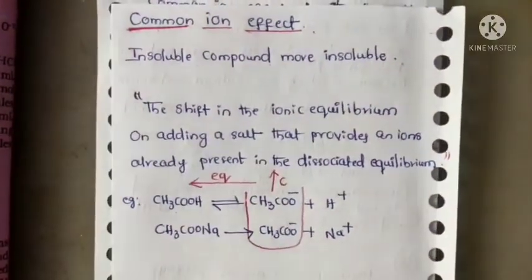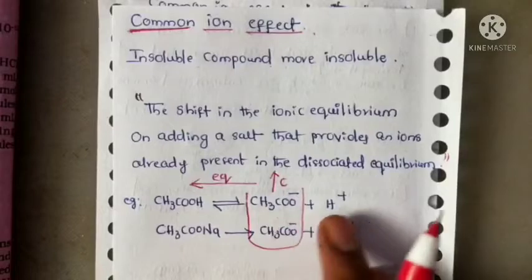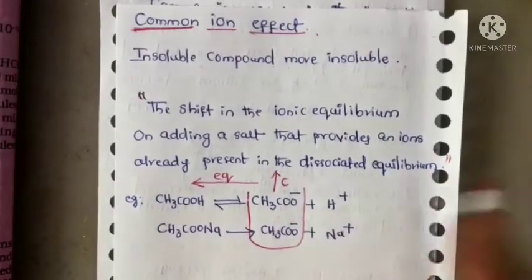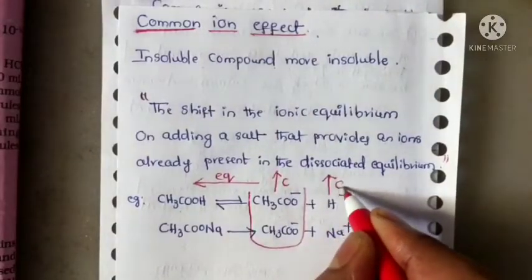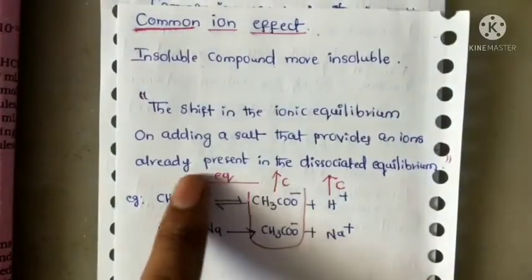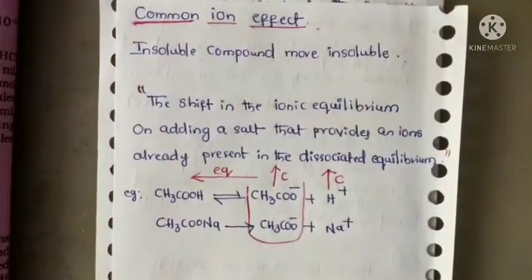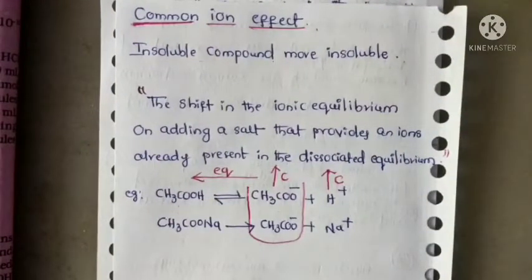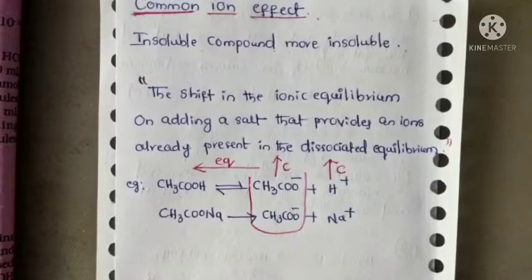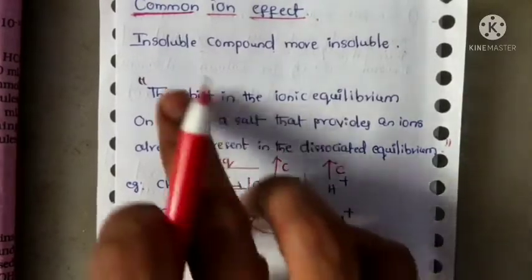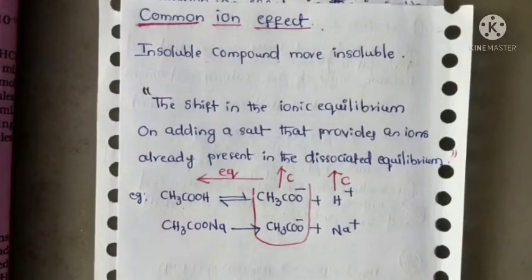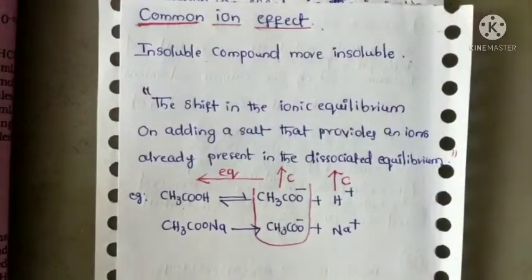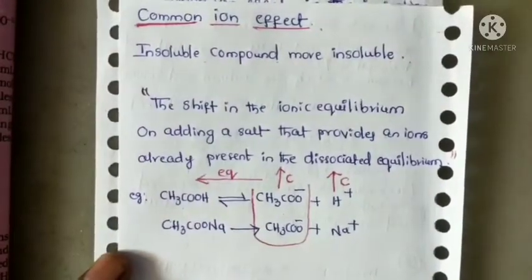Not only acetate ions, sometimes if we increase the H plus ion concentration also, the equilibrium will be shifted to the left side or backward direction. So this is one of the phenomena. Common ion effect is a phenomenon based on the Le Chatelier principle. Very important.